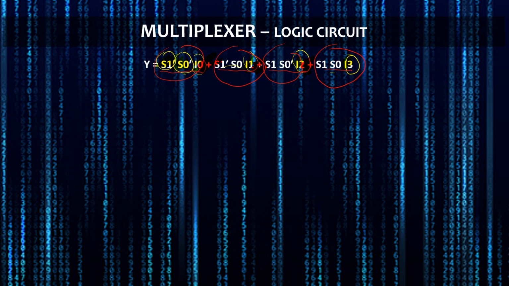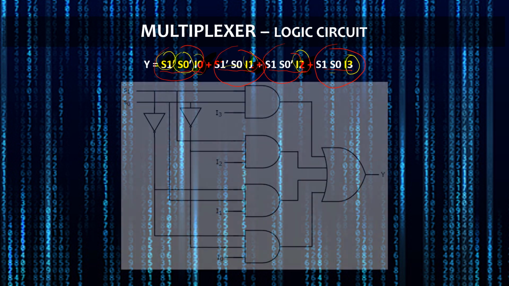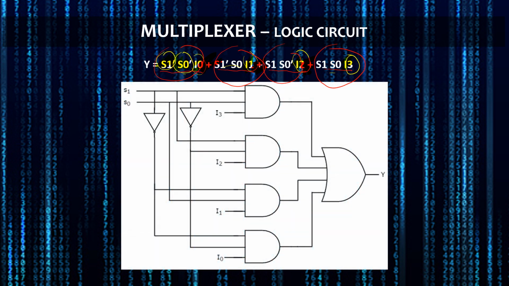So basically we need a total of 4 AND gates and one OR gate. So let's see how to draw the logic circuit. Here we have the logic circuit for the multiplexer. You can see two input lines along with their invert gates, that is NOT gates, and for each block we have an AND gate.